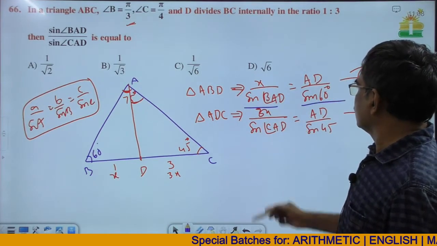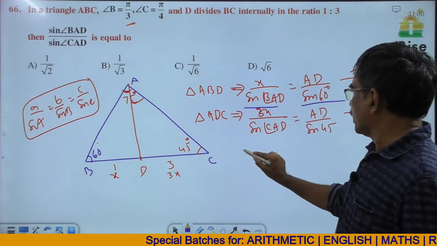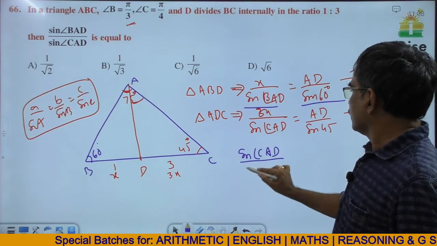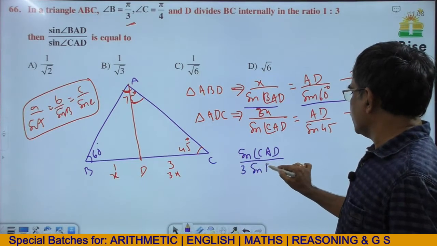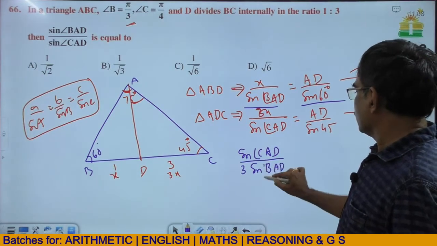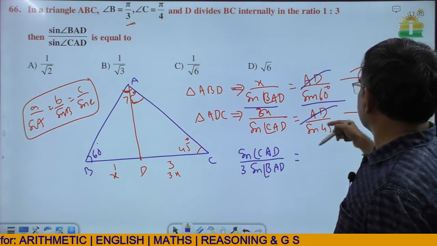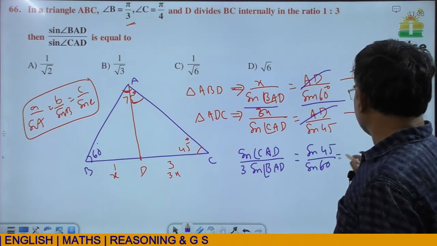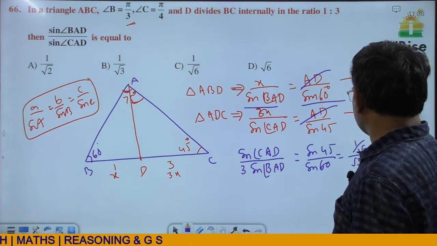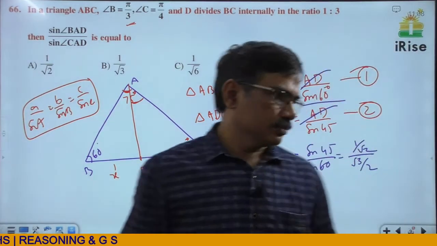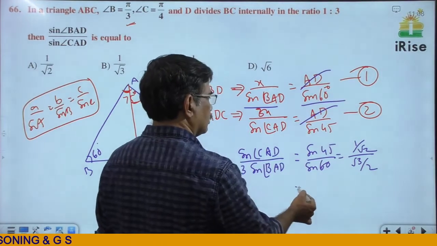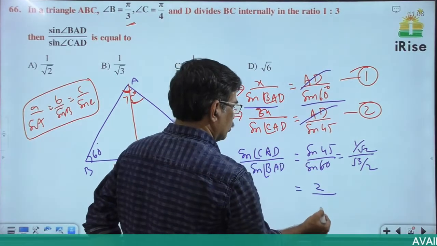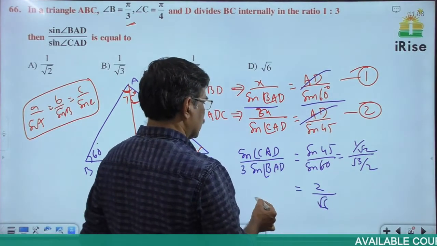Cancel XX. This comes in the numerator: sine of angle CAD by 3 times sin BAD is equal to, here AD cancels, this comes in the numerator, sin 45 by sin 60. Sin 45 is 1 by root 2, sin 60 is root 3 by 2. Then what we get here? This is equal to 2 by root 3 into root 2, which is root 6.